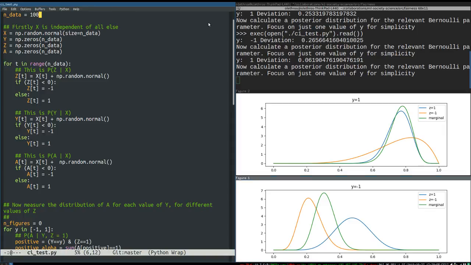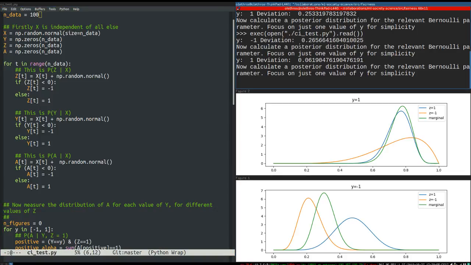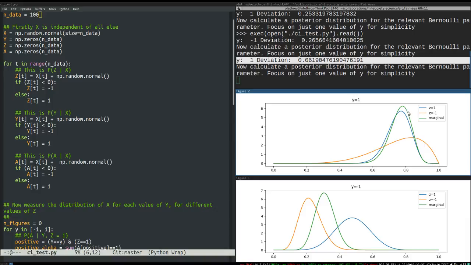Now, just by chance, we got a small deviation here for y equal 1. But we do see something similar here, right? We're not really sure. Even though there seems to be an agreement, the fact that these distributions are kind of wide means that we're not really sure whether they're the same or not.